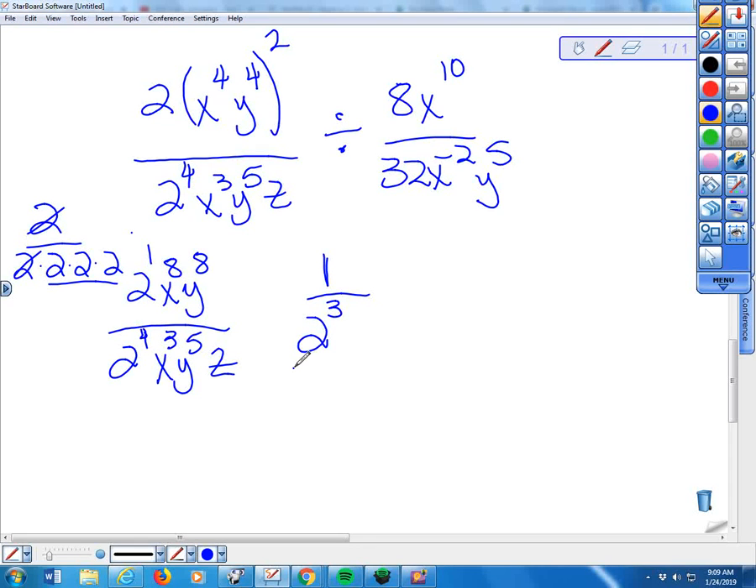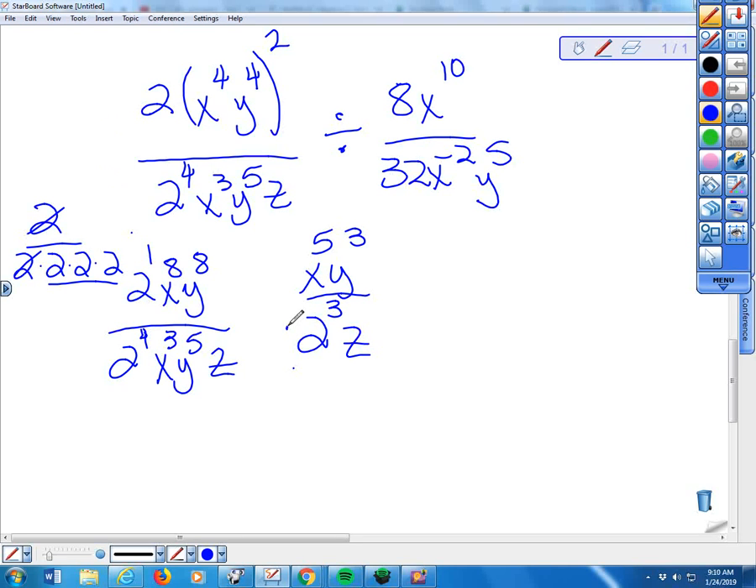Now, x to the 8th over x cubed is what? Okay, and it's on top. Y to the 8th over y to the 5th. And then I have z on bottom, and it doesn't cancel with anything. So this whole thing simplifies to this.